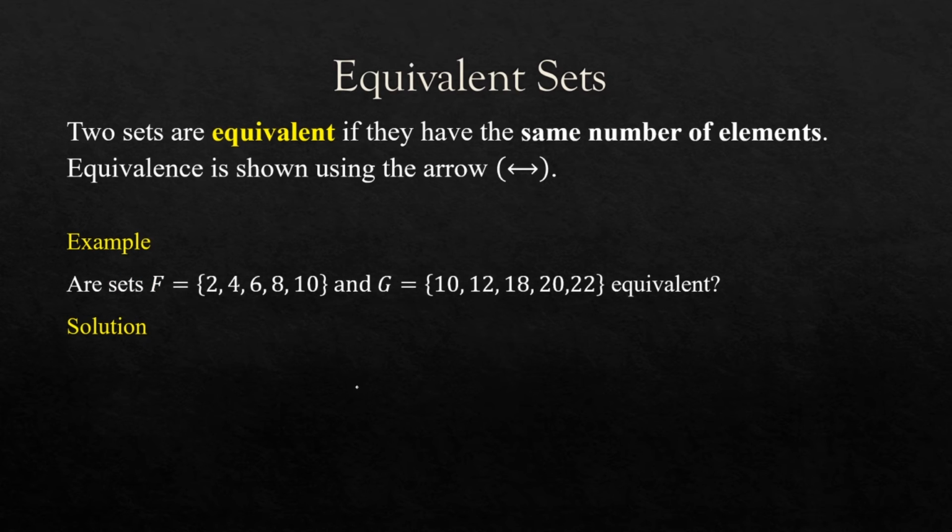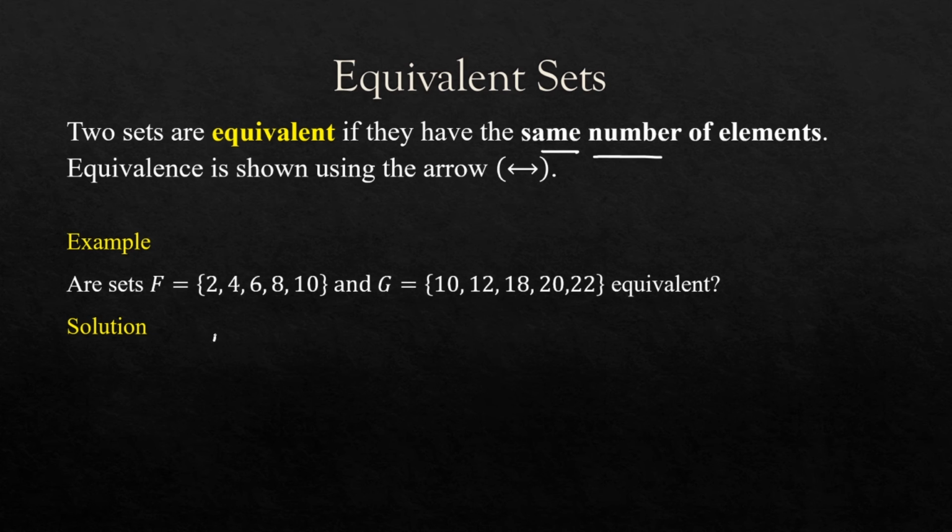We'll define equivalent sets. Two sets are equivalent if they have the same number of elements. The key here is same number. Equivalence is shown using the arrow which has a double head on it. As an example, are sets F equals {2, 4, 6, 8, 10} and G equals {10, 12, 18, 20, 22} equivalent? We can see that they are not equal, because they have different elements.